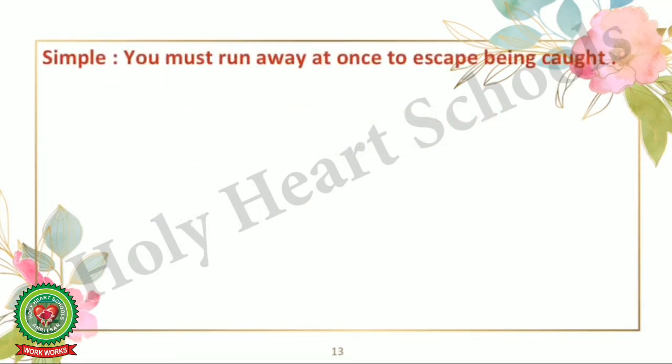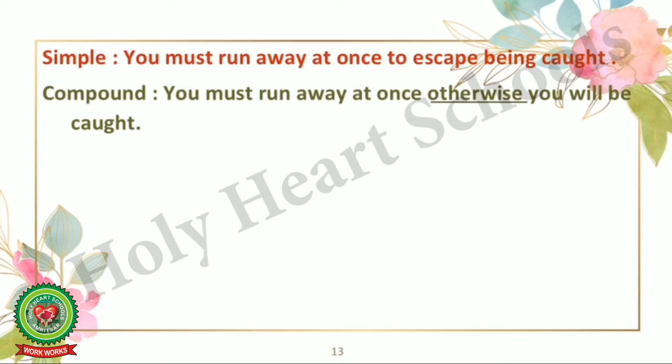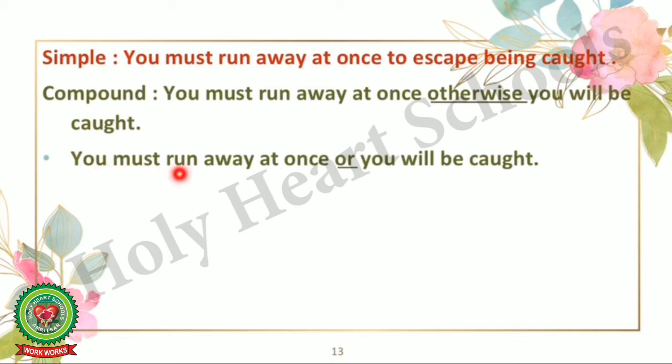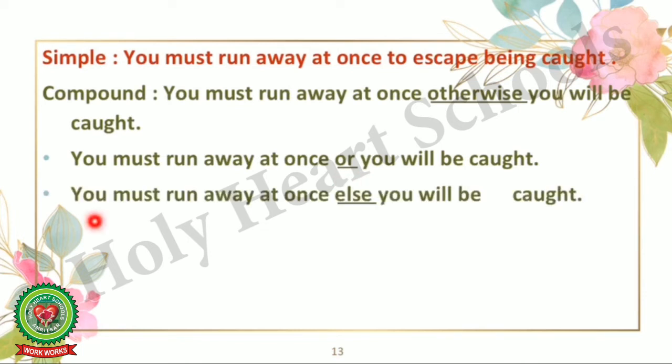Now coming up to the next sentence, you must run away at once to escape being caught. Here children, again two situations of choice are given, so we can use or, else, otherwise, either or. Okay, so we can write this sentence by using these words. Now see, you must run away at once, otherwise you will be caught. Or, you must run away at once or you will be caught. You must run away at once, else you will be caught.